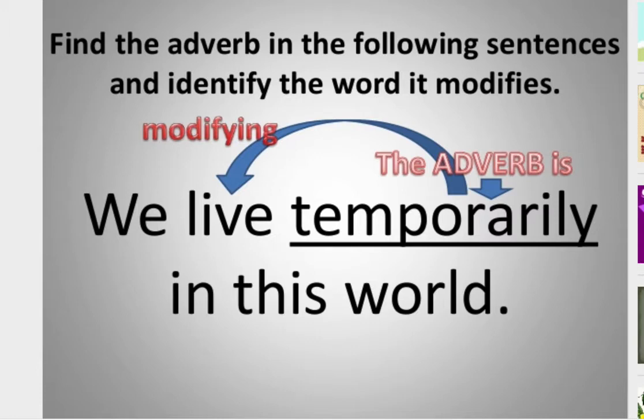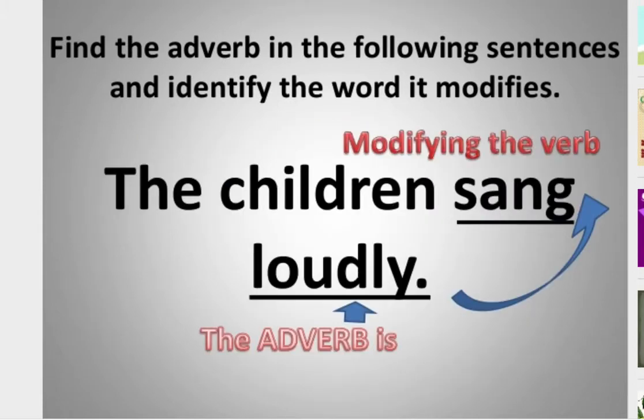So if we say we live temporarily in this world, temporarily is how we live. Temporarily is the adverb. It's describing, modifying the verb live, telling you how we live. One more example would be: the children sang loudly. So sang is our verb. Loudly is how they sang. So our adverb is telling you about the verb, describing how they sang.